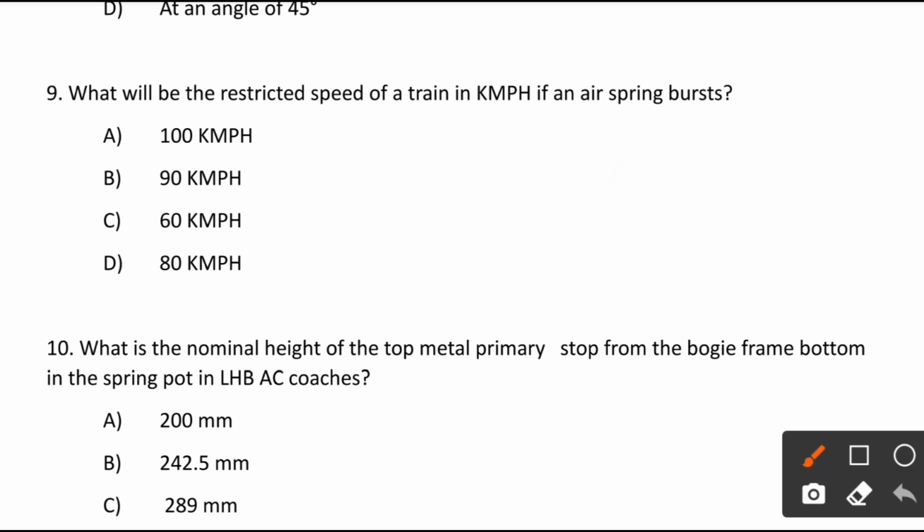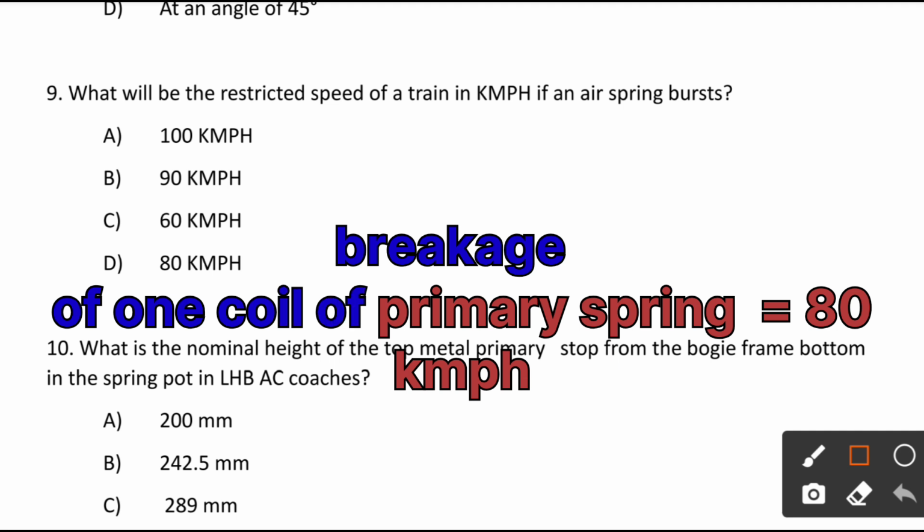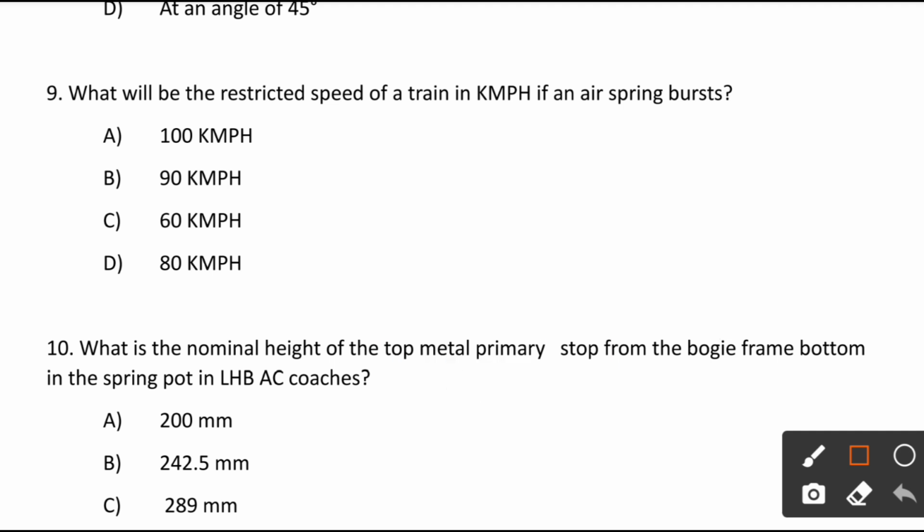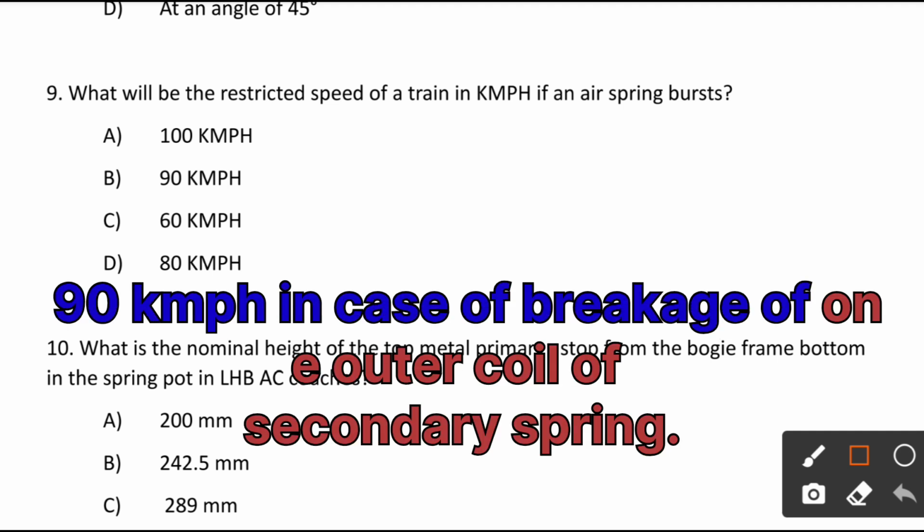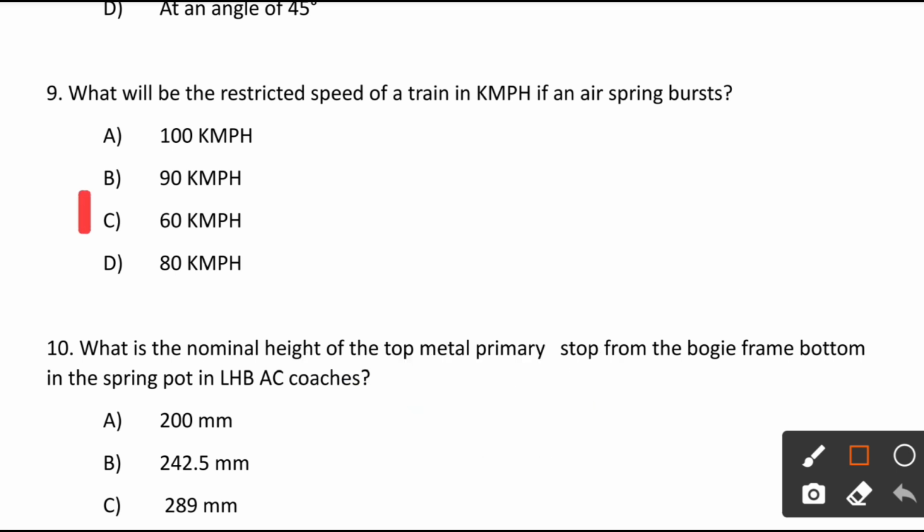Broken coil spring, en route. If only one broken axle box coil spring with no excessive tilt of the axle box is detected en route on a running train, the coach may be allowed to continue the journey up to the destination with the condition that the speed shall not exceed 80 kmph in case of breakage of one coil of primary spring and 90 kmph in case of breakage of one outer coil of secondary spring. In this question, the correct answer is C.